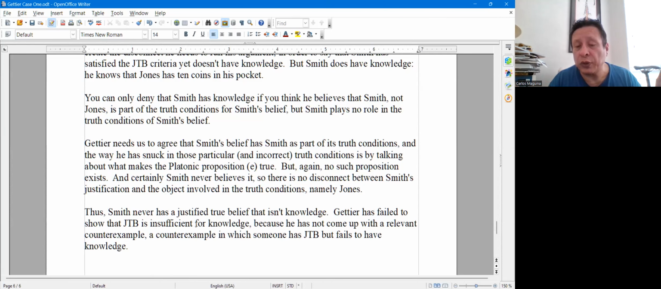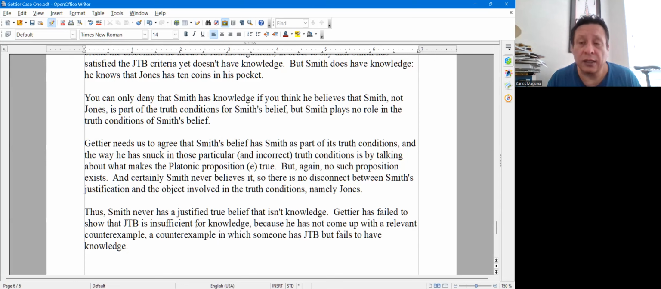So there's no disconnect between Smith's justification and the object involved in the relevant truth conditions, which is Jones, right? Thus, Smith never has a justified true belief that isn't knowledge. Gettier has failed to show that JTB is insufficient for knowledge because he has not come up with a relevant counterexample, a counterexample in which somebody has JTB but fails to have knowledge. In this example, Smith has knowledge. He's satisfied JTB and he has knowledge.